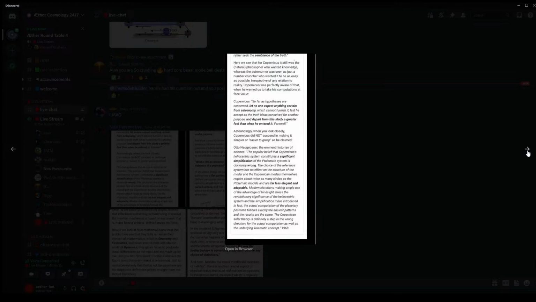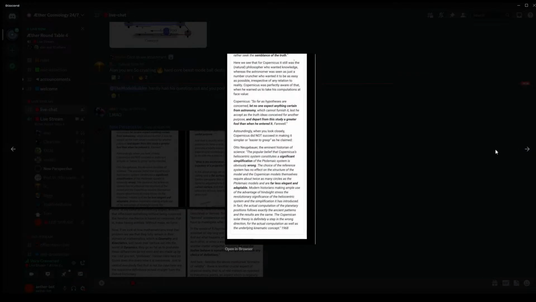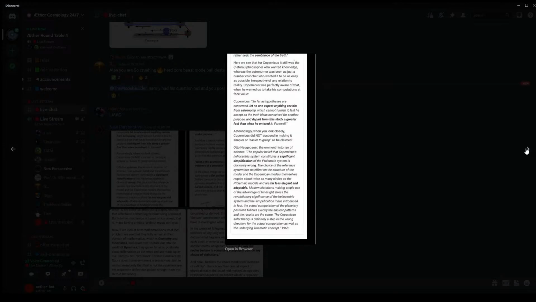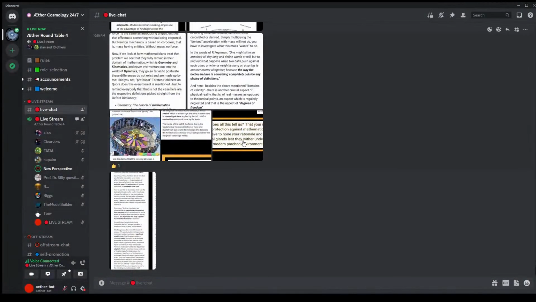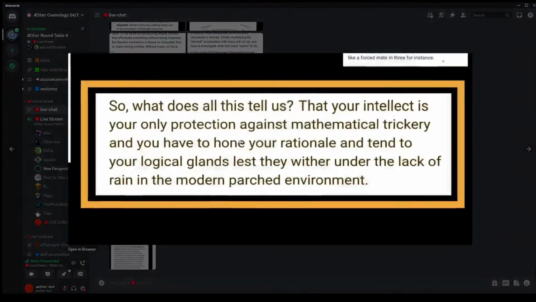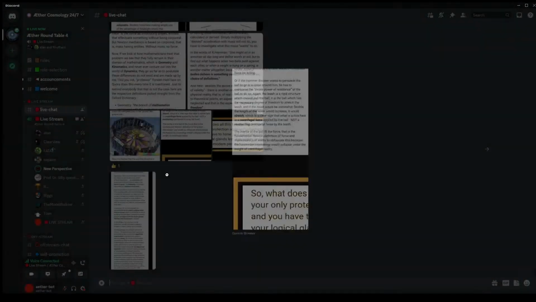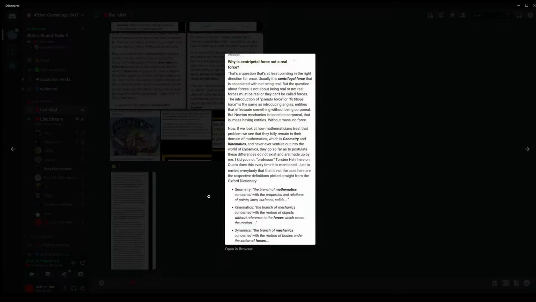So he says, the question is, why is centripetal force not a real force? And he answers, that's a question that's at least pointing in the right direction for once. Usually it's the centrifugal force that is associated with not being real. But the question about forces is not about being real or not real. Forces must be real, or they can't be called forces. The introduction of pseudo-force or fictitious force is the same as introducing angels, entities that effectuate something without being corporeal. But Newtonian mechanics is based on corporeal entities, that is, masses. Without mass, no force.